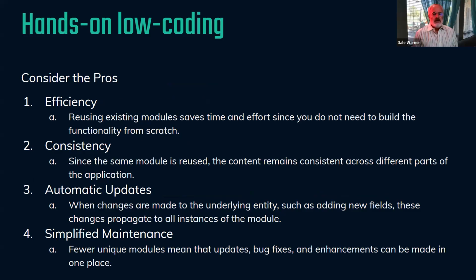If you reuse modules, you don't need to build things from scratch. From a consistency standpoint, if you start rearranging columns or adding logic, that logic all is in one place, so it gives you consistency. We just demonstrated automatic updates. If you change the underlying entity, the forms, all the assets, the forms, the listings are all updated automatically. And then you have simplified maintenance, meaning if you want to change something, you've got one place to go to and do your bug fixes or enhancements.